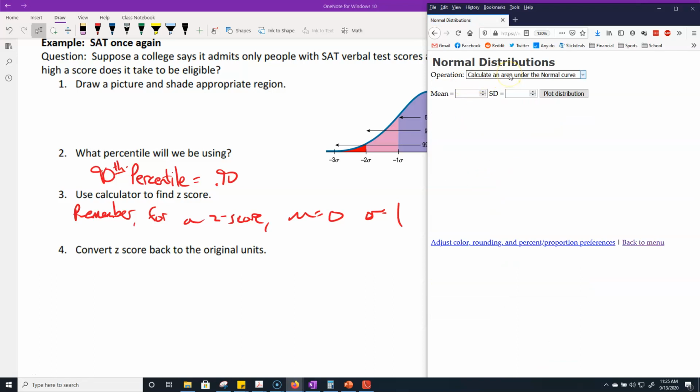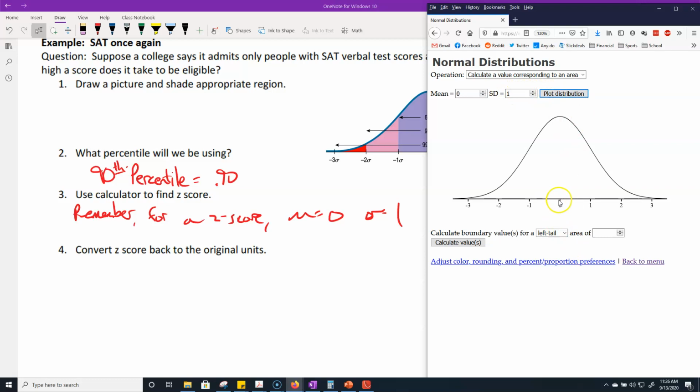And we're not calculating the area under the curve. We know the area. They beat 90% of people. So what I'm going to do is pick this second one, calculate the value. We don't know the score that you need. That's what we're trying to figure out, the value corresponding to that area. The mean would be 0 and the standard deviation would be 1, to set it in terms of z-scores. Think about it: 1 standard deviation above would be 1, 2 standard deviations is 2 for z equals 2, z equals 3. So this is just standardized to the z-score.